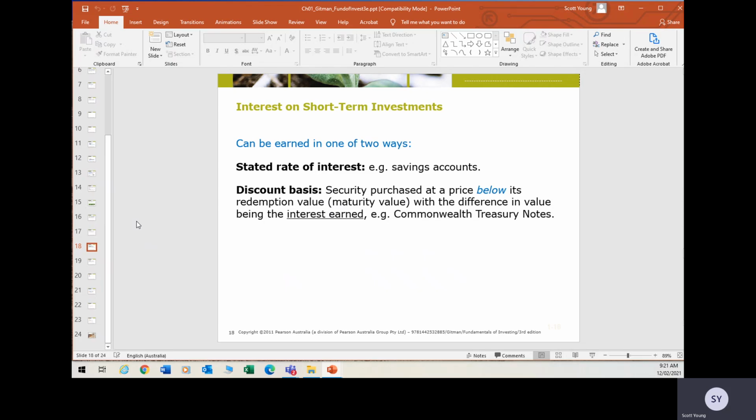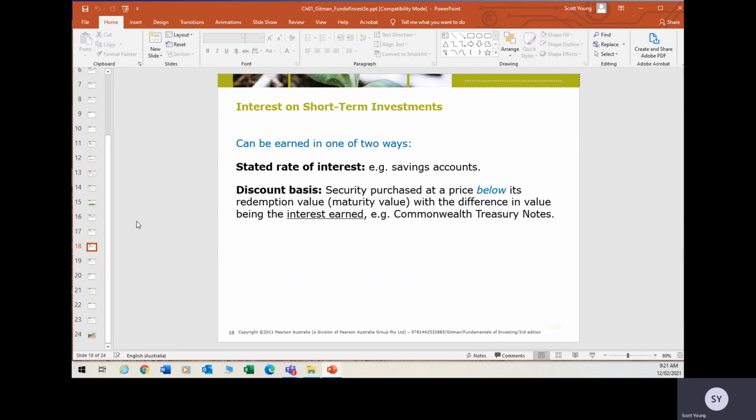Interest on short-term investments, I mentioned this earlier. This is on page 16, and I'll do more on this in the first week, an example for the ones who may not have come across it before. You can get a stated rate of interest, like from your term deposit, your savings account, a cash management account, whatever it might be. You'll get 3%, 2%, 5%, whatever it might be.